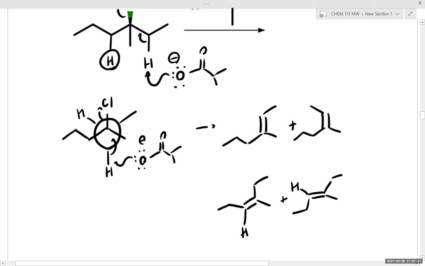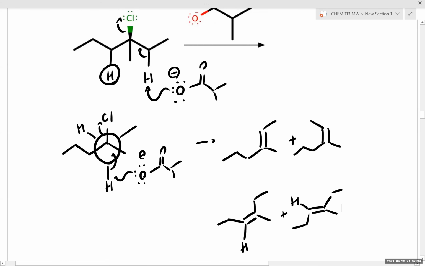Does this example make sense to everyone? Any questions on this example? Yes, there are at least 4 products. 2 of the regioisomers and then each of the stereoisomers. As long as you list at least 2 of the elimination products, you get full credit for this question.